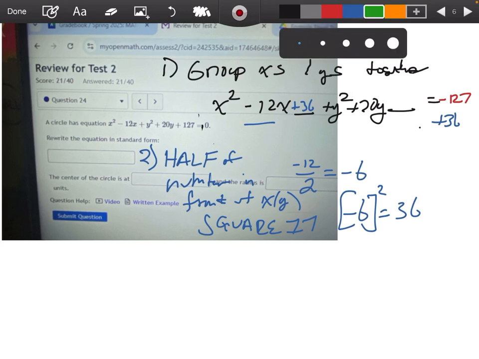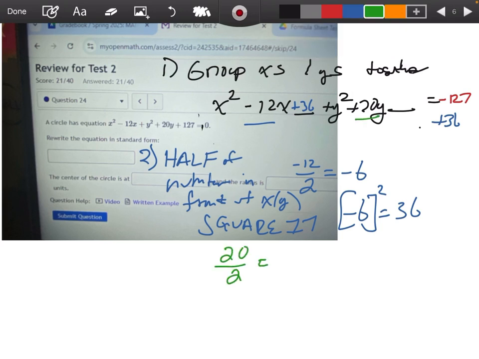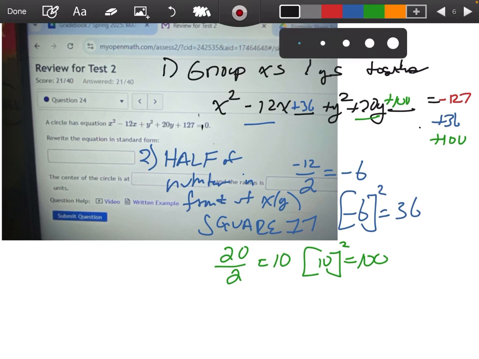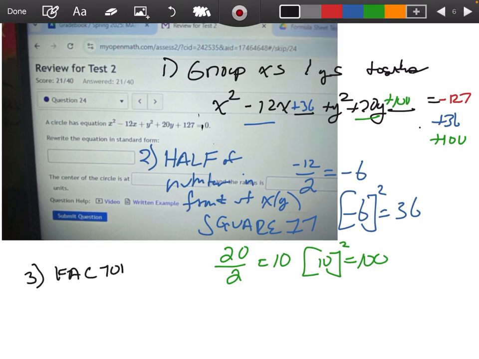I'm going to repeat that process with the number in front of the y. 20 divided by 2 is 10. Now we're going to take the number 10 and square it, and that gives me 100. I'll put 100 here, plus 100 here. Now, step number 3, my friends, we're going to factor.